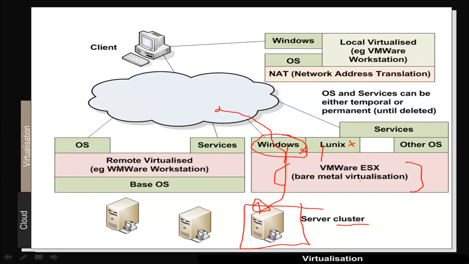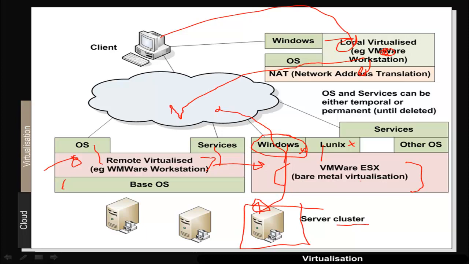We can also have our virtualization done where we have a base operating system and then we install our VM image on top of this and then run our operating systems and services. This method obviously has an overhead compared to the previous method. And then we can also have our own localized VM image where we have our base operating system and then we run our VMware image, and it uses network address translation to be able to communicate with the outside world.